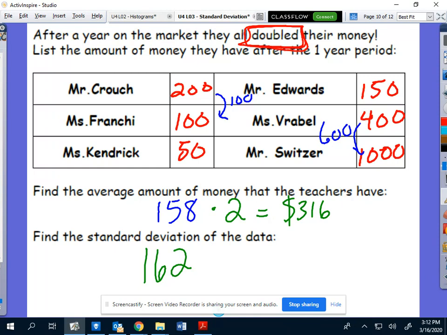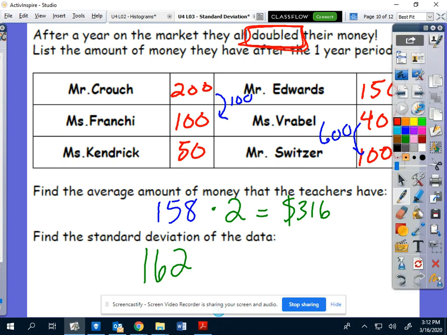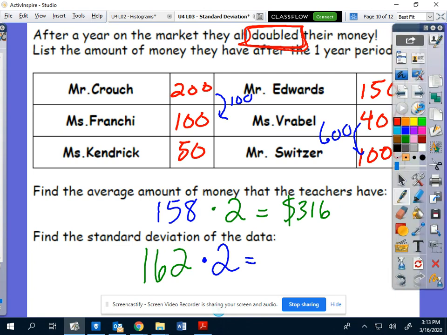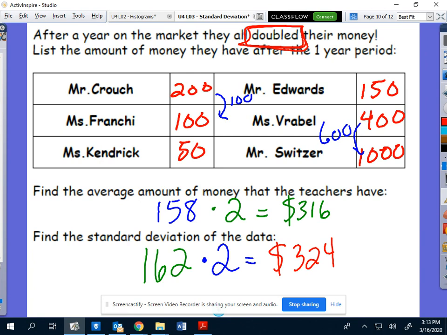And so when you're multiplying by something, the gap is going to change. So your standard deviation does not stay the same. It also doubles. So our standard deviation stayed the same when we were adding, but when we are doubling, our standard deviation is going to change. So my standard deviation now is about $324 spread out. So that's really key.